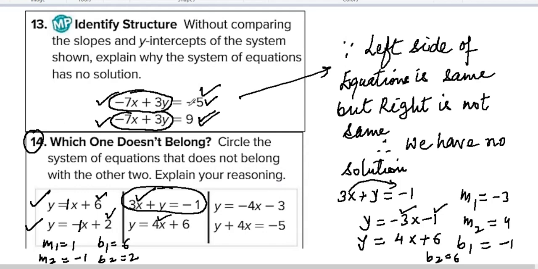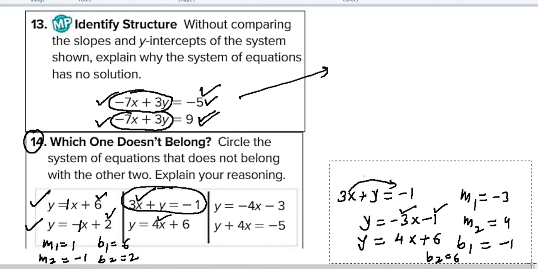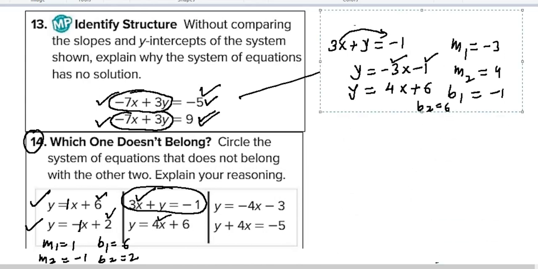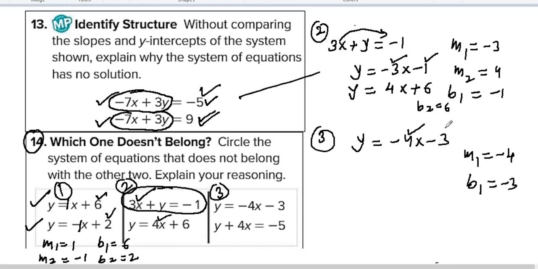Now I'm going to do the last one. I have less space, so I'm going to delete this. Now I'll discuss the third pair of equations. The first one is y is equal to minus 4x minus 3. This is already in slope intercept form, so the slope m1 is minus 4 and b1 is minus 3.